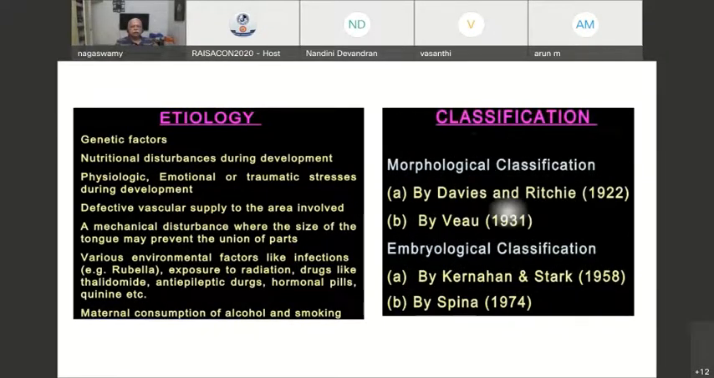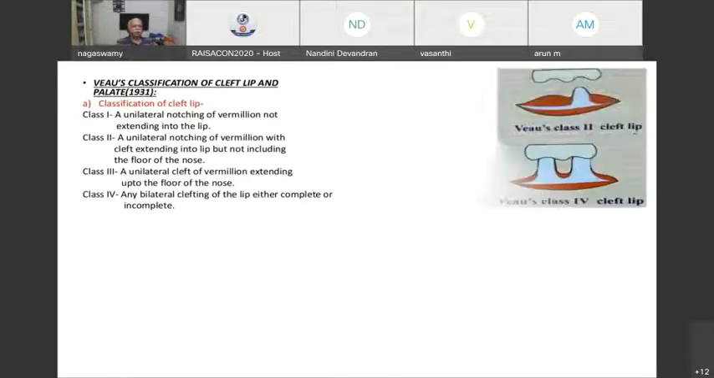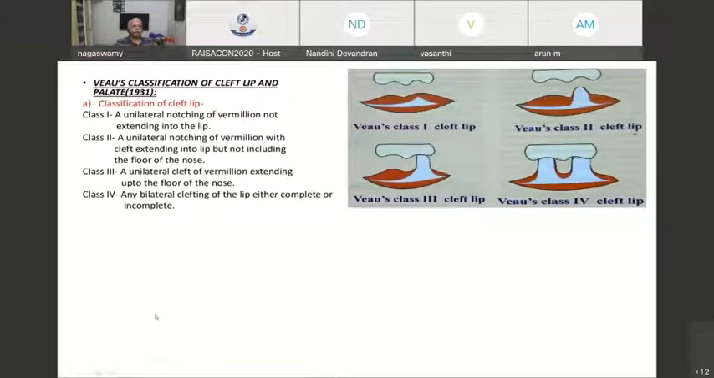And the classification, of course, morphologically, people like Davis and Ritchie, Veau, and embryologically, so many people have classified. You don't have to bother about that. But this Veau's classification, most examiners are fond of asking. He has classified the lip into class 1, class 2, class 3, and class 4. Class 1 is only a simple notching, and class 2 is an incomplete one. It's not involving up to the nose. Class 3 is complete, goes up to the nostril, and class 4 is bilateral cleft. So this is what is called Veau's classification of lip defect.